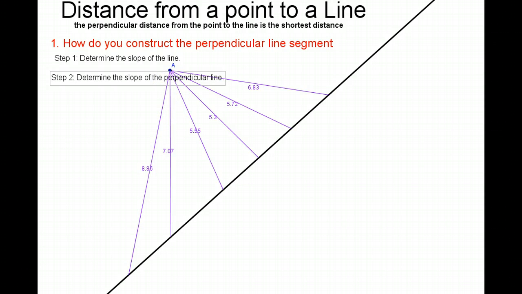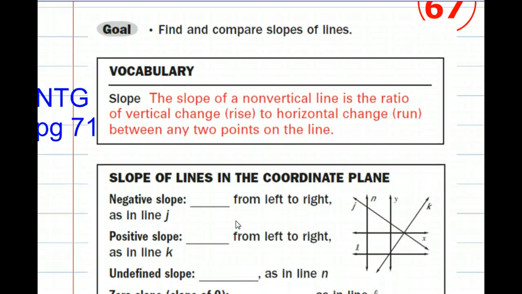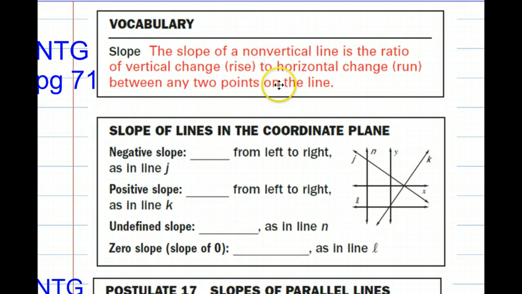So let's review what we know about slope. From our notes from page 67, we know that the slope of a non-vertical line is the ratio of the vertical change to the horizontal change. In other words, rise over run between any 2 points on the line. And we also know what different types of slopes look like. Negative slope falls from the left to the right, as you can see here in line J. Positive slope rises from the left to the right, as we can see in line K. Undefined slope is for vertical lines, and zero slope is for horizontal lines.